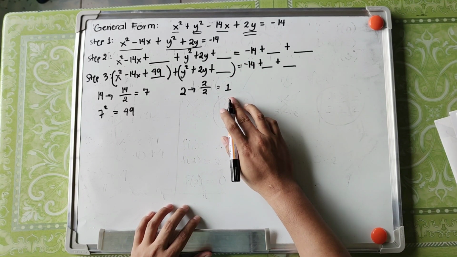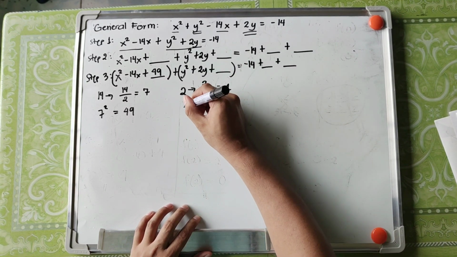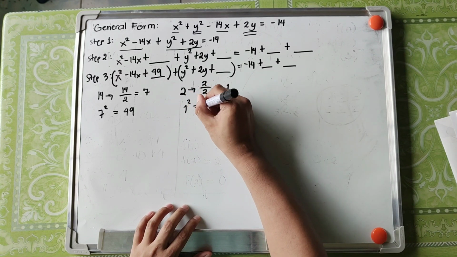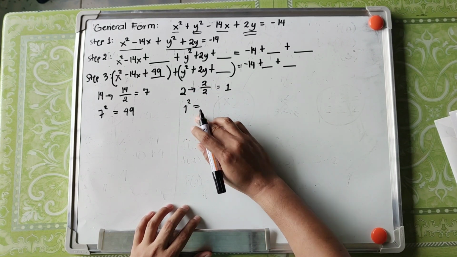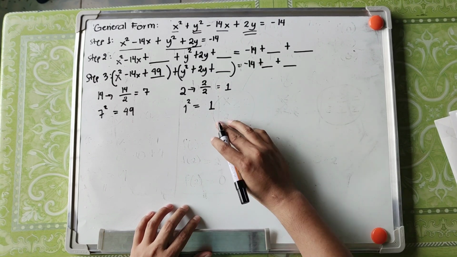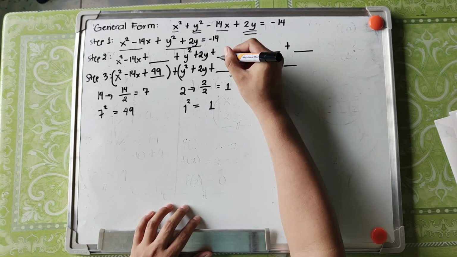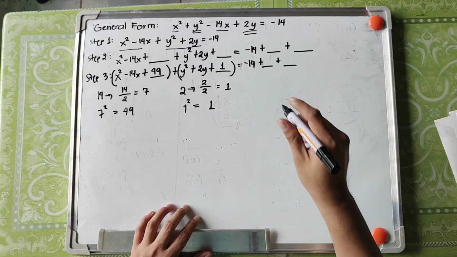Yes. So anong gagawin kay 1? We have to square. So 1 square. So what is 1 square? 1 times 1 is 1. So simply, anong ilalagay natin sa blank na to? We have to add 1.